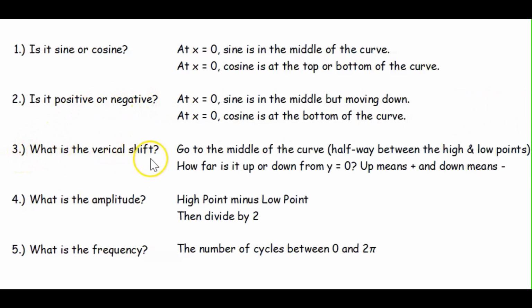Then you're going to ask, what is the vertical shift? Remember, the vertical shift is going to be a plus or minus on the end of the function, okay? So you're going to go to the middle of the curve, which is exactly halfway between the highest point and the lowest point, okay? And what you want to do is know how far the curve is up or down from y equals 0. Now remember that y equals 0 is the x-axis. So we're also asking how far is it up or down from the x-axis, okay? So let's say the middle of the curve is 5 units up from the x-axis, then you would put plus 5. Or let's say the middle of the curve is 3 units down from the x-axis, you would put minus 3.